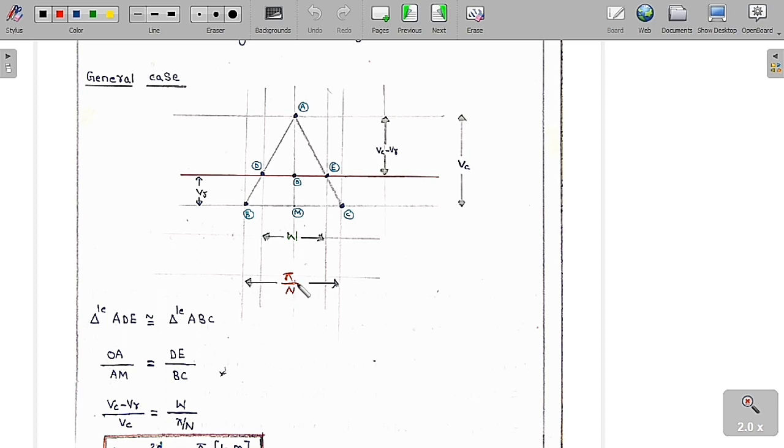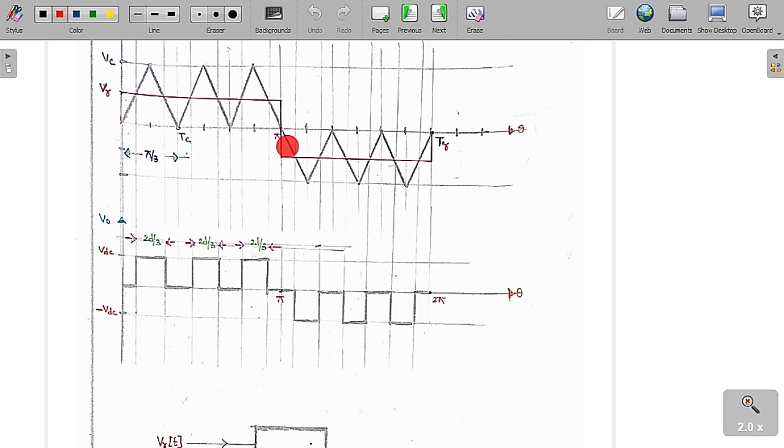And also here, let me assume there are N triangular pulses in a given half of the time period of the reference signal. So simply, if there are N pulses of the carrier signal in a given half period, each pulse width will be equal to pi by N. You can see clearly it's 0 to pi. As there are N pulses, each pulse width will be pi by N.